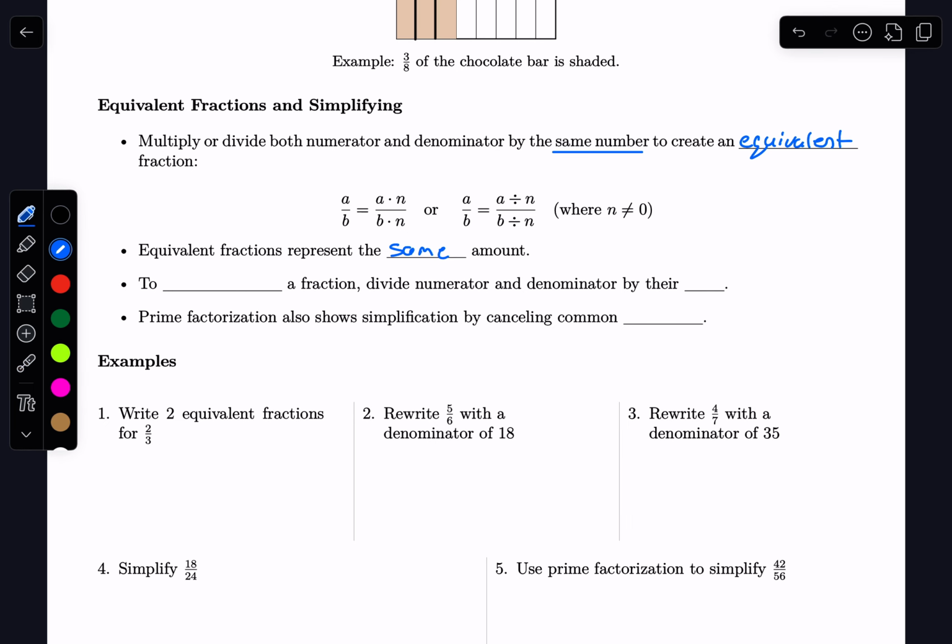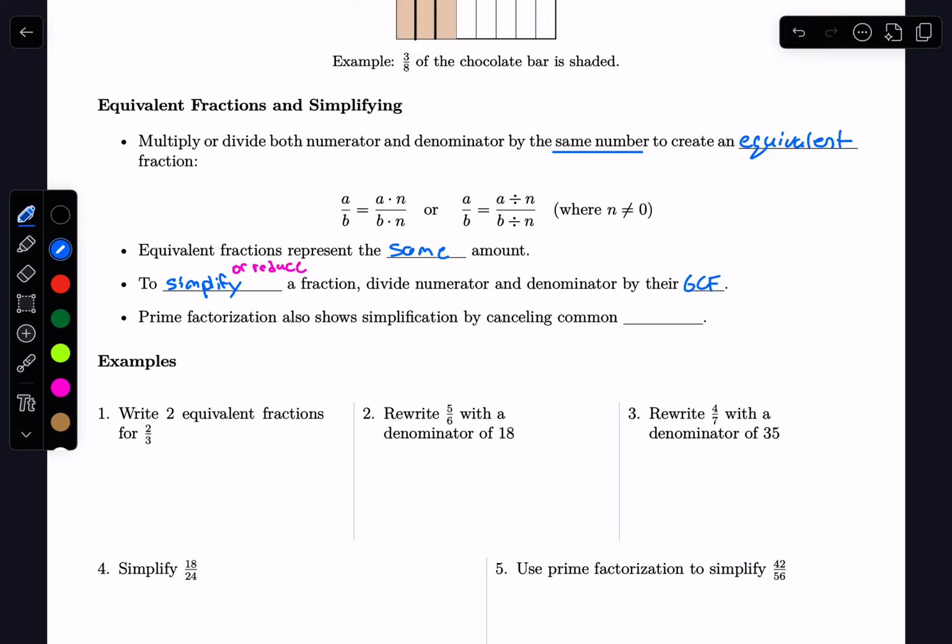So that is exactly the next bullet point. To simplify or reduce, if you prefer that word, I will use them both interchangeably. So to simplify or reduce a fraction, divide the numerator and denominator by their GCF. So remember, GCFs from a previous lesson is the greatest common factor. So when we look at the numerator and look at the denominator, we can find the greatest common factor between them and then divide both by that same number.